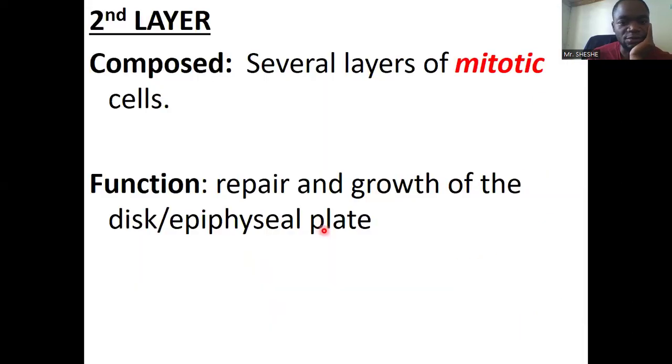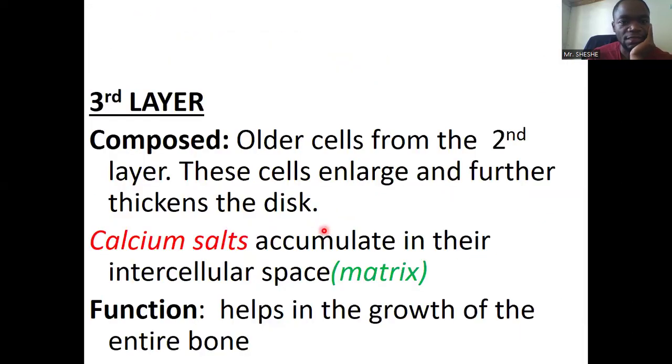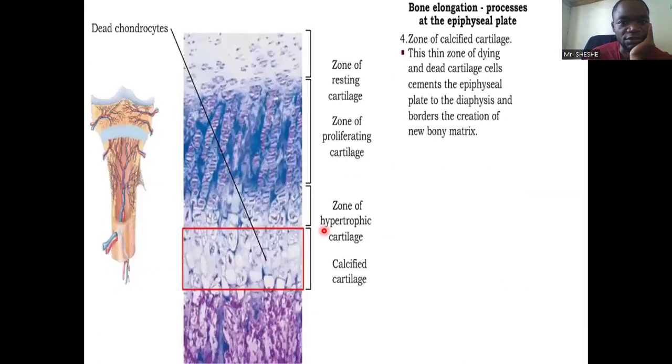So layer number 1 is composed of cells that are resting. So we call it the resting zone. There, you can see these cells are very tiny in size because the cells are inactive. You don't expect cells that are inactive to be very big in size because they are doing nothing. So they shrink and they are scattered all over. They are not in any order. So it's called the resting zone.